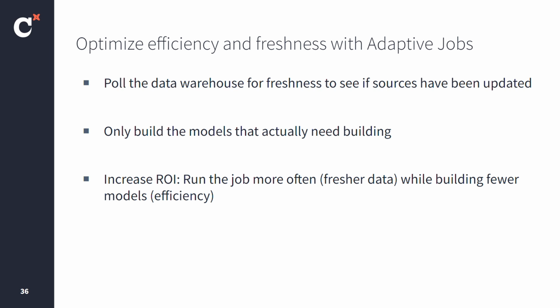So now the enterprise crew has made progress on reducing the average model build time. They need to address a spike in model builds in the past month. And to do this, they can use adaptive jobs. Adaptive jobs poll the data warehouse to see if sources have been updated and only build the models with new data. This allows you to run the job more often and get fresher data while building fewer models.